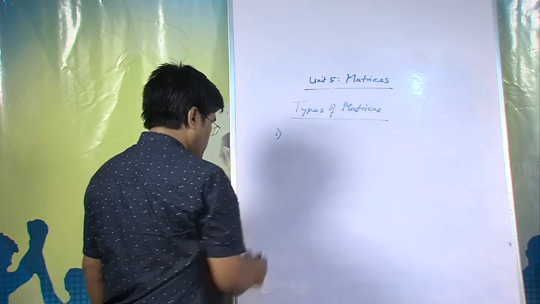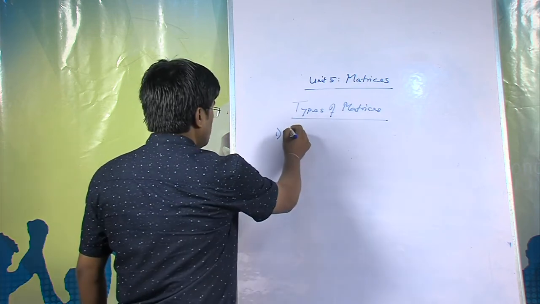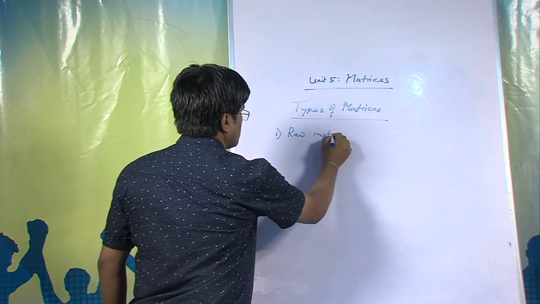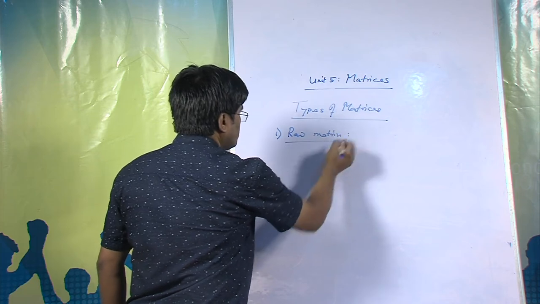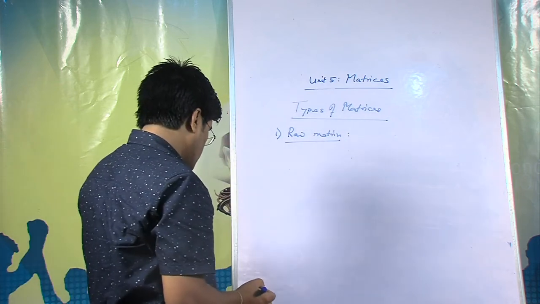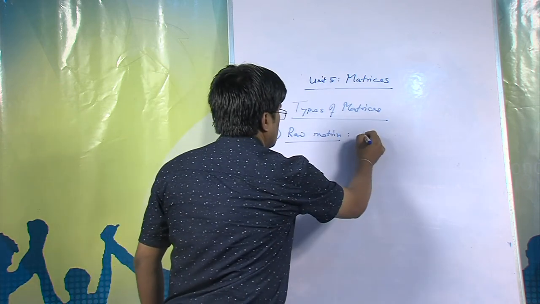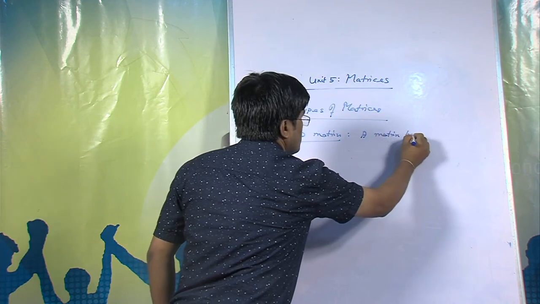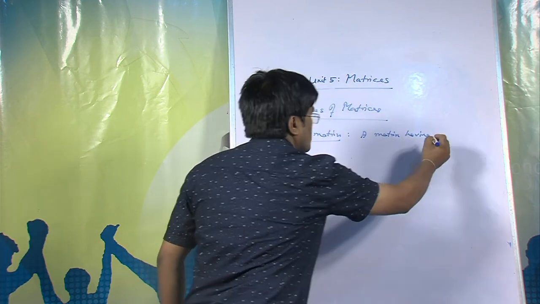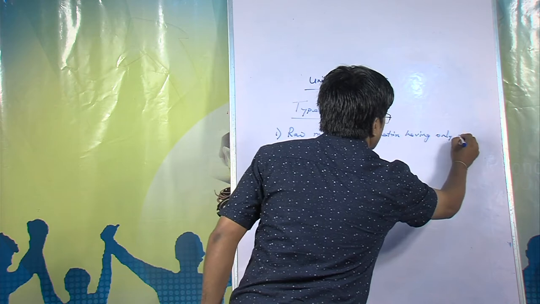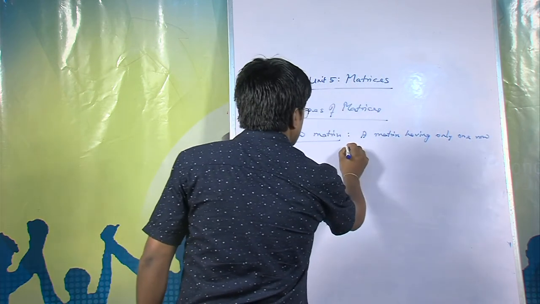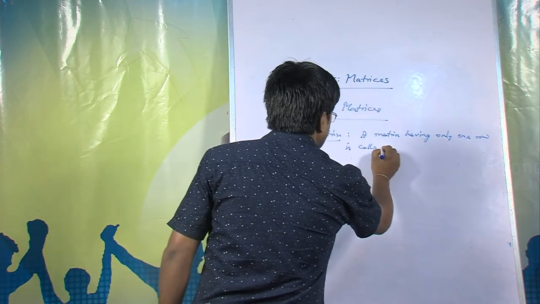So, row matrix. A row matrix is a matrix having only one row is called a row matrix.